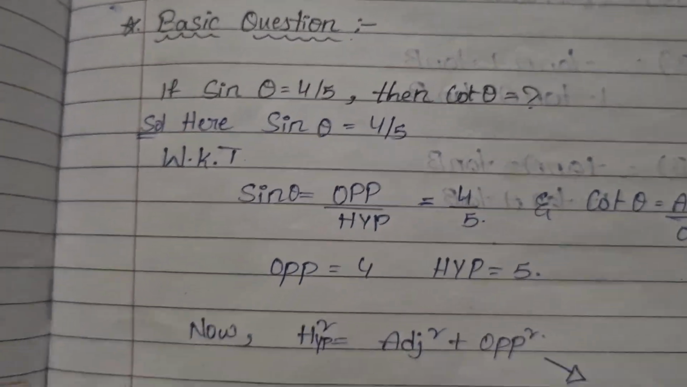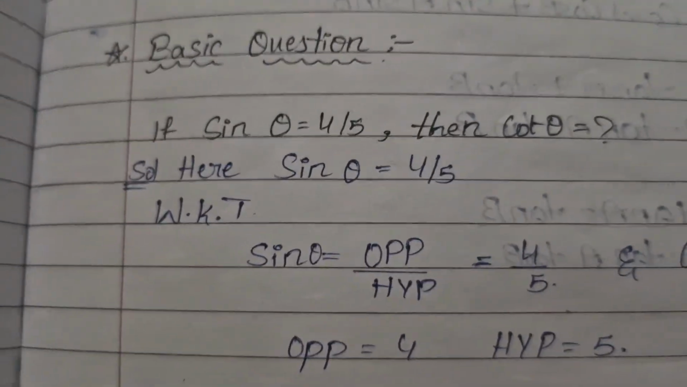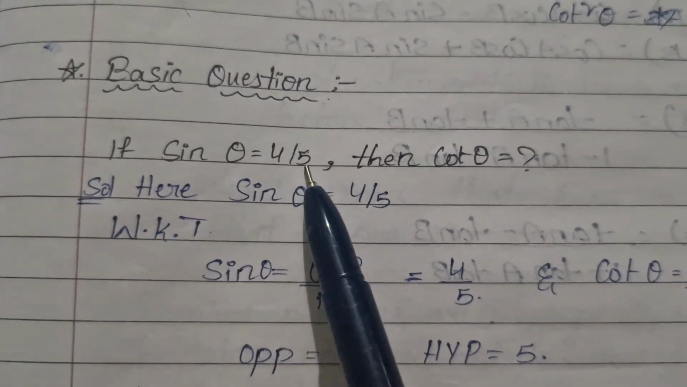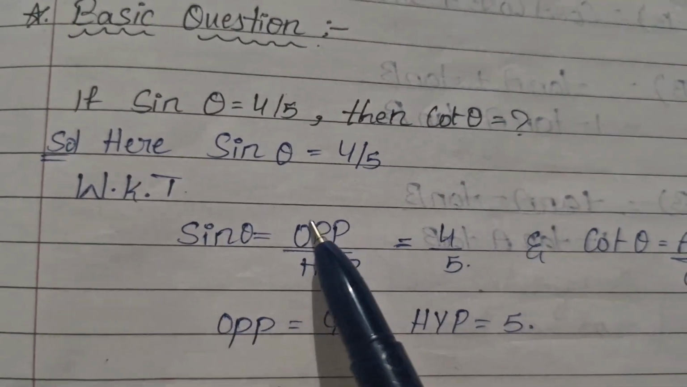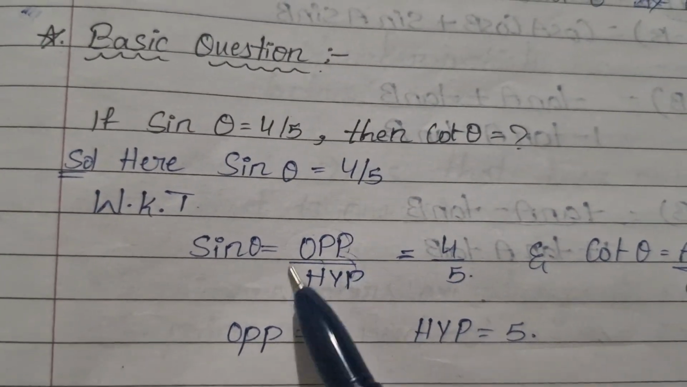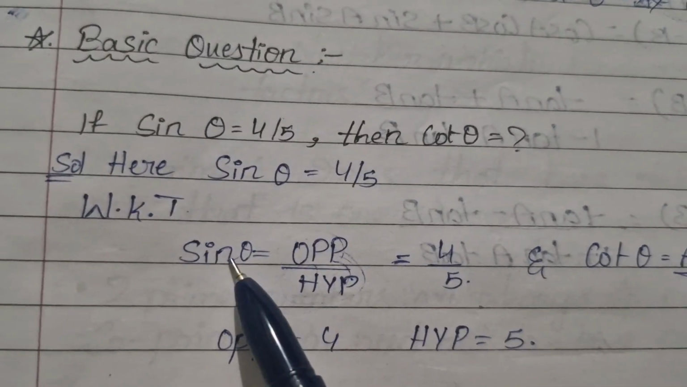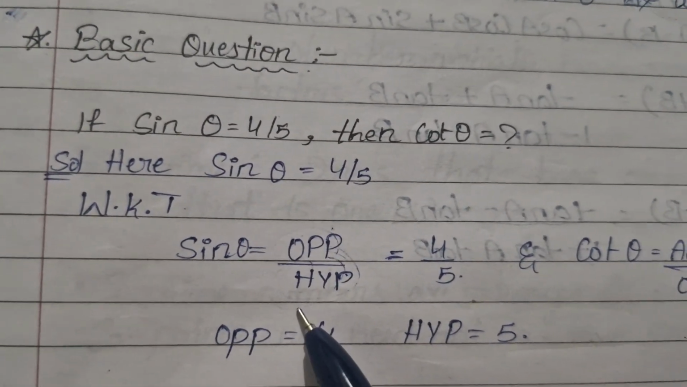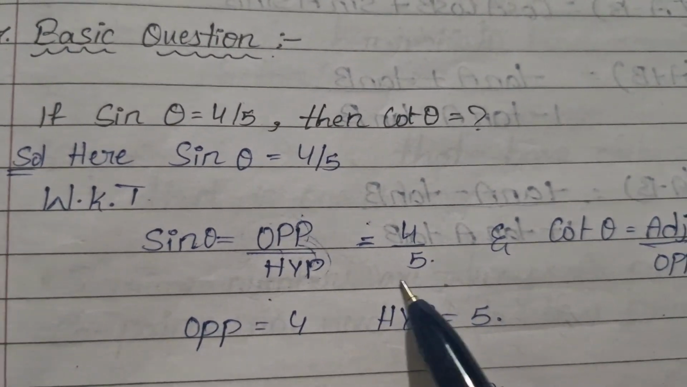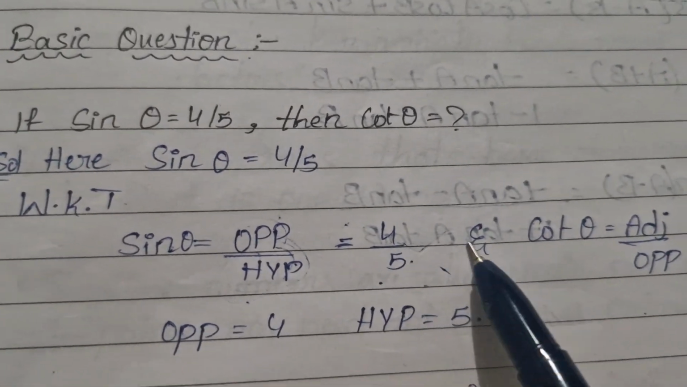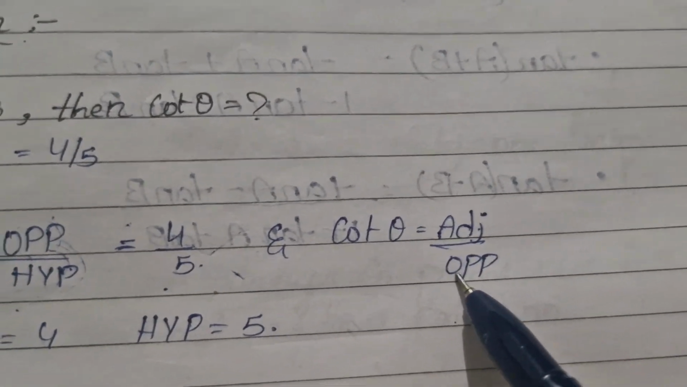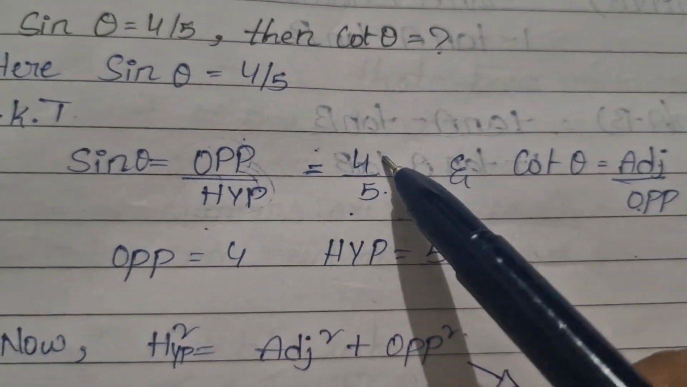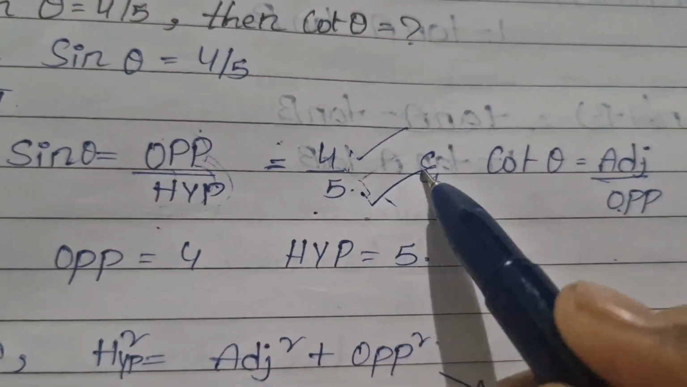So let us move on to the next topic, which is basic questions. Let us see the first one. If sine theta is equal to 4 by 5, then find cot theta. So sine theta we know as opposite by hypotenuse. We have learned it in the previous video that sine theta is equal to opposite by hypotenuse is equal to 4 by 5. And cot theta is equal to adjacent by opposite. See, here opposite side is 4 and hypotenuse is 5.